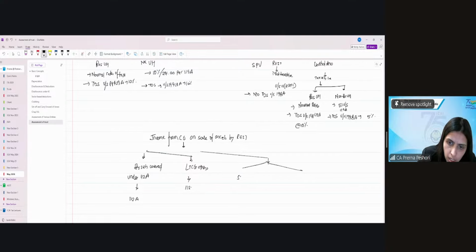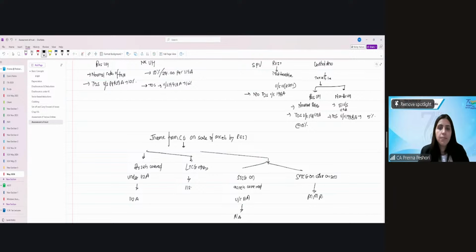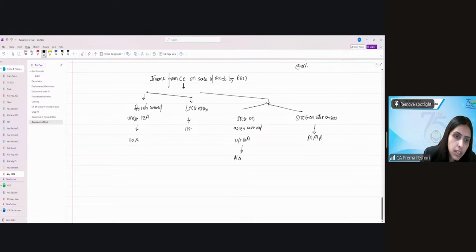STCG on assets covered under 111A, 111A will apply. And STCG on other assets, maximum marginal rate will apply. Clear? Yes, ma'am. And this will not be taxable in the hands of the unit holder because the REIT is paying the tax here. So this is exempt under 10(23FD).